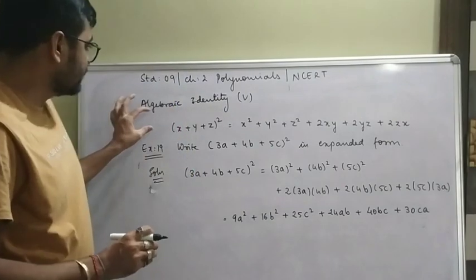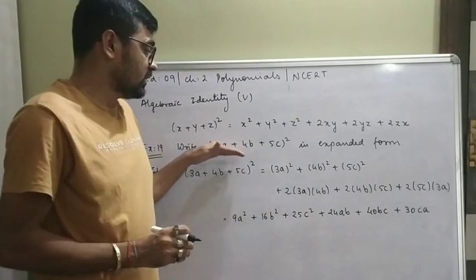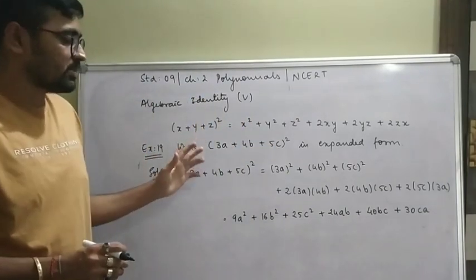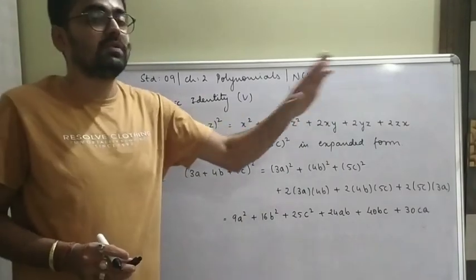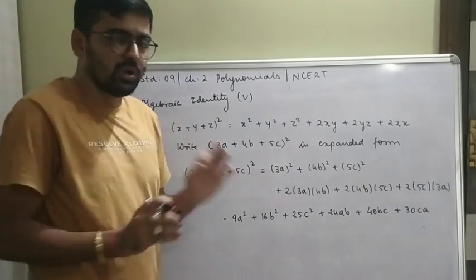So with the help of this algebraic identity, we can easily expand whatever terms we have like this. Whatever the polynomial or whatever the expansion we want to do of a term like this, we can do with the help of this algebraic identity. I hope it's very simple. There is no difficulty at all.